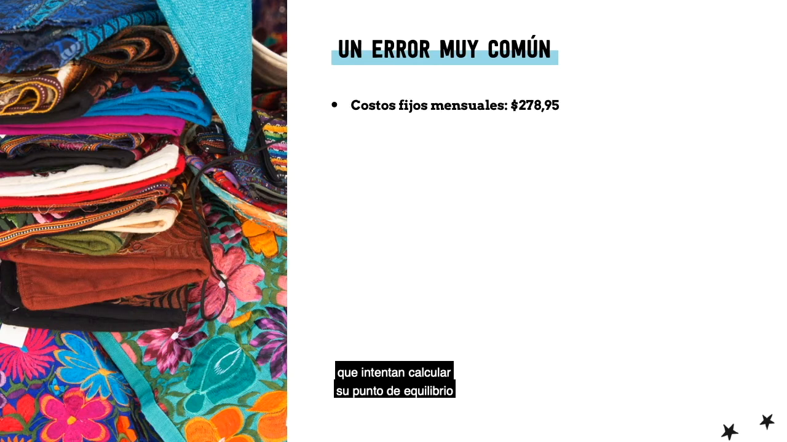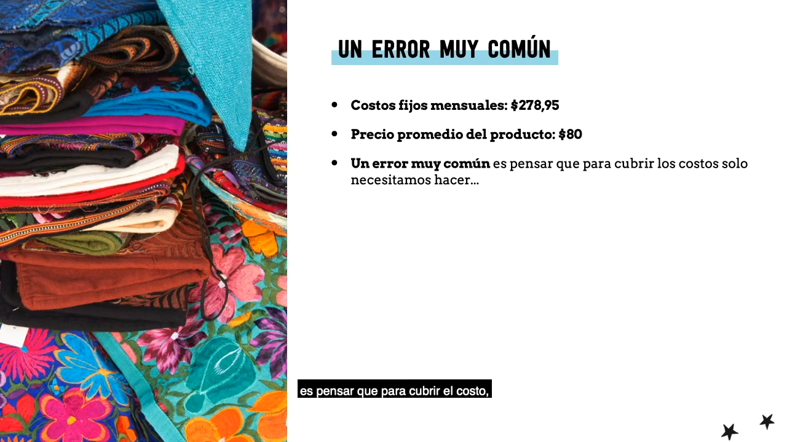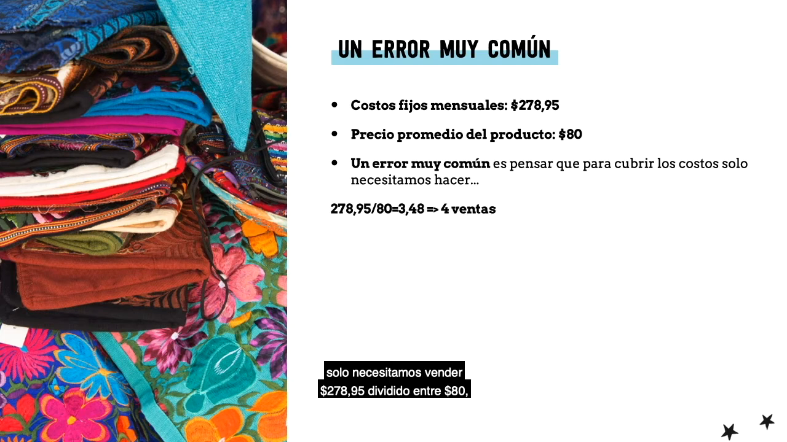Based on that, a very common mistake that most handmade sellers make when they first try to calculate their break-even point is this. We know that the fixed monthly costs are $278.95. We know that the average product price for this business is $80. And so the common mistake is to think that to cover the cost, we just need to make 278.95 divided by 80, which is 3.48. And so we think that we only need to make 4 sales to cover the fixed cost that we have. But each sale at the $80 point that we're making is going to incur variable cost.